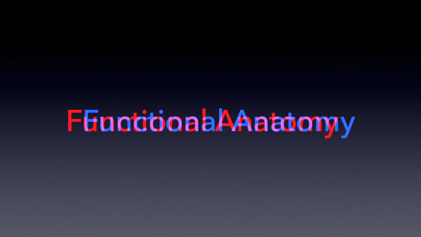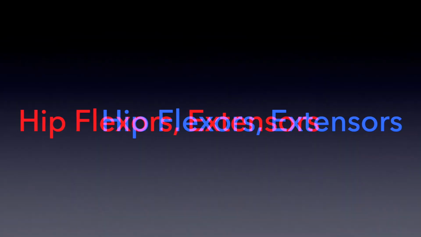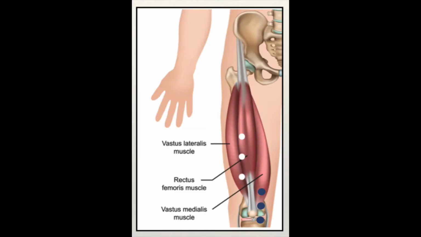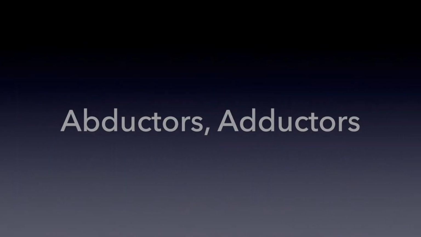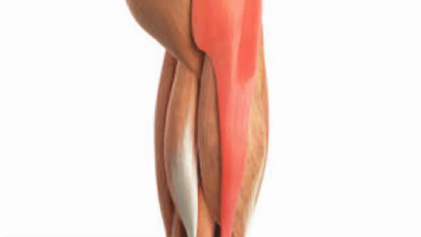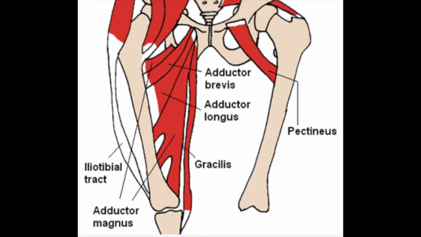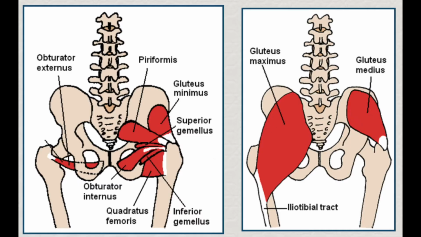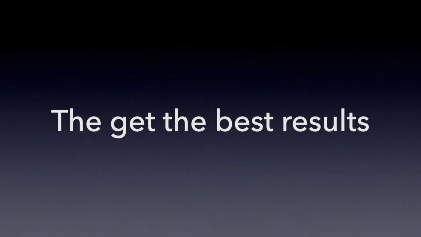However, with the hip, we need to understand the functional anatomy. There's hip flexors and extensors, like we see here with the psoas and the iliacus, the rectus femoris. These are the flexors. And then we have abductors and adductors, like the IT band and the adductors on the medial part of the thigh. There's also internal and external rotators, and we see the external rotators here. So the hip is a complex joint, and to get the best results, we really need to understand the functional anatomy. So let's take a look at the shoulder triplets again.